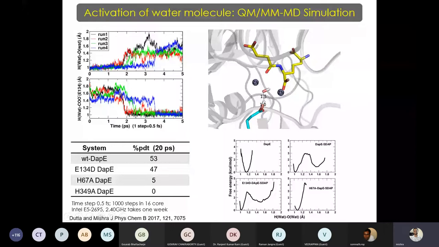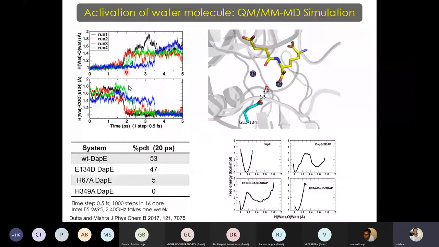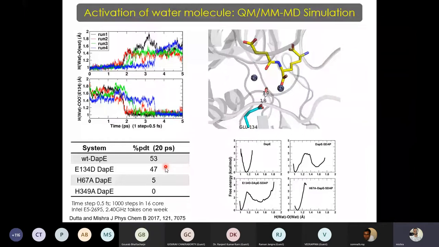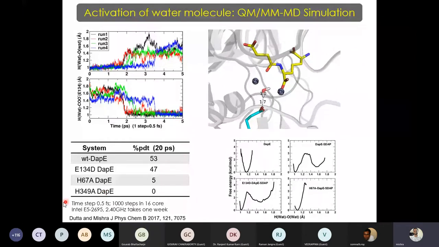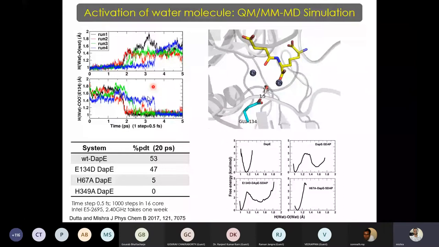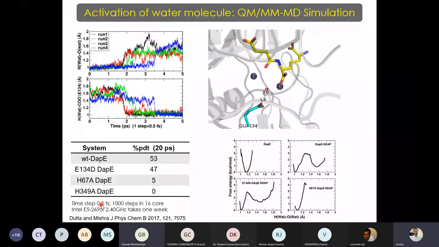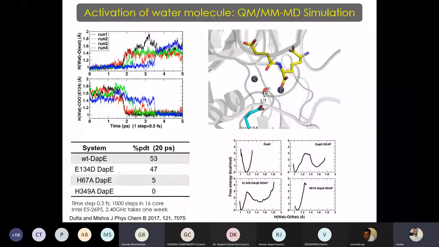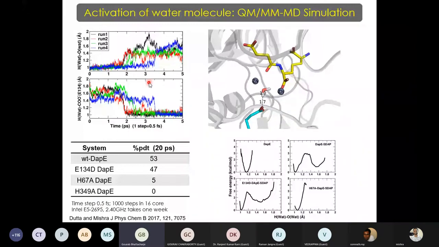So the computational cost: if this is 5 picoseconds, this was done 5 years ago at least. With a time step of 0.5 femtosecond, 1,000 steps on a 16 core machine takes about 1 week. 1,000 steps means 500 femtoseconds, and this is 5,000 femtoseconds. So 10 weeks, one trajectory. So 3 months, one trajectory. Oh, I see. Okay. Thank you. It's quite expensive. Yes, yes. Thank you.